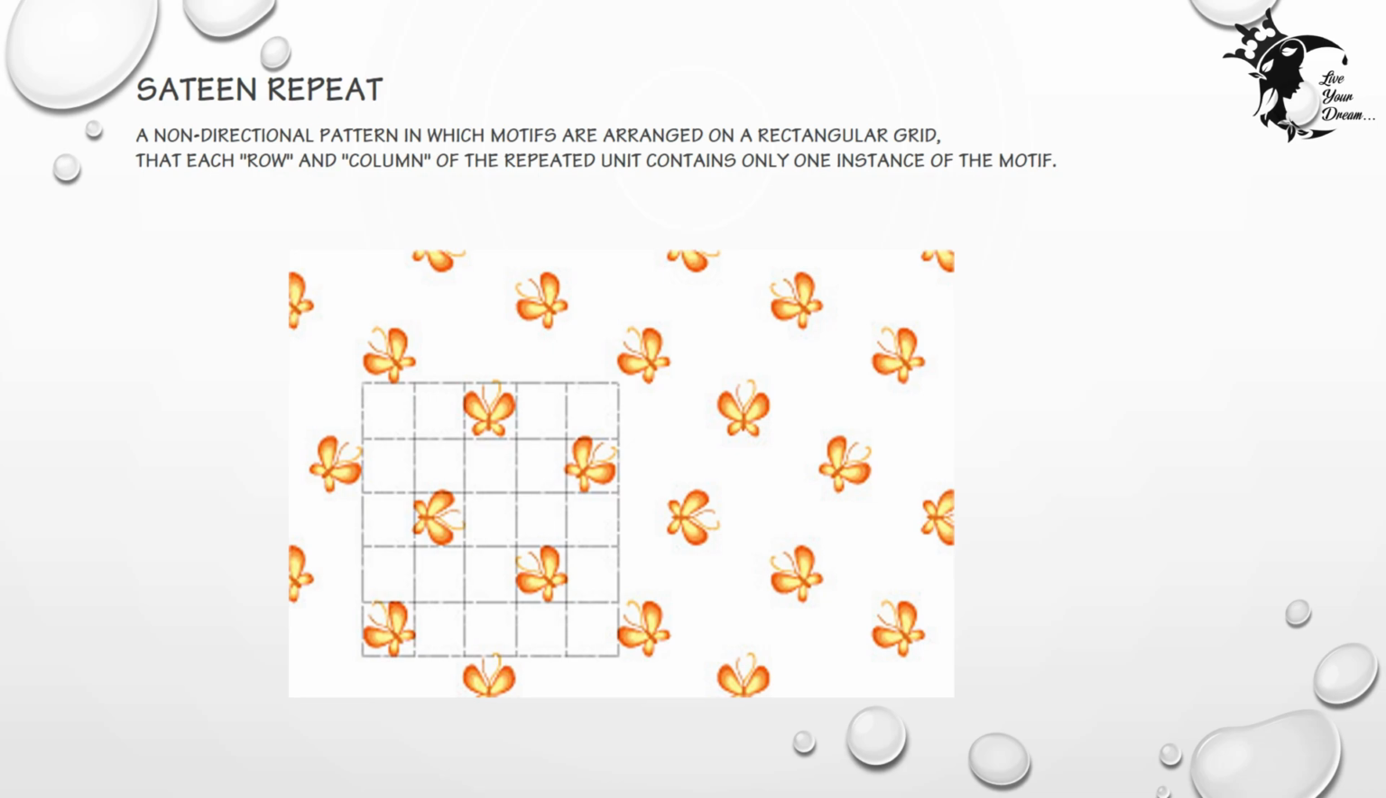Sateen repeat is a non-directional pattern in which motifs are arranged on a rectangular grid in such a way that each row and column of the repeated unit contains only one instance of the motif. The motifs may be rotated and reflected to produce a more uniform pattern.